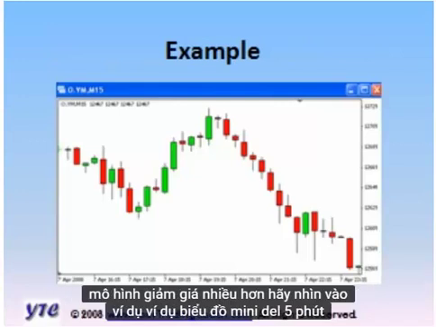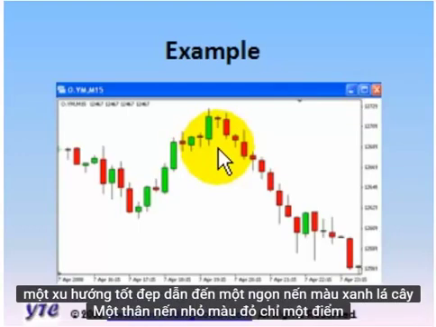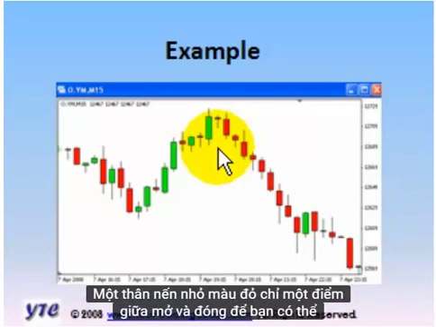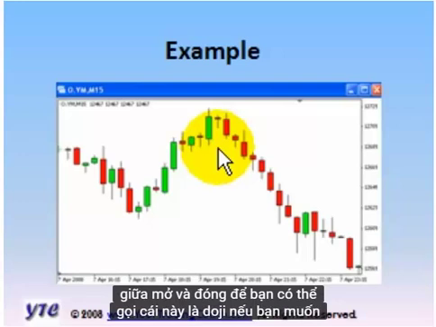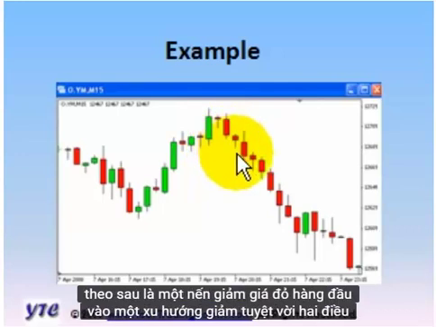Let's look at some examples. Mini Dow 5-minute chart. A nice uptrend leading to a green candle, a small body red candle, only 1 point between the open and close, so you could call this one a doji if you wished, followed by a red bearish candle leading into an excellent downtrend.